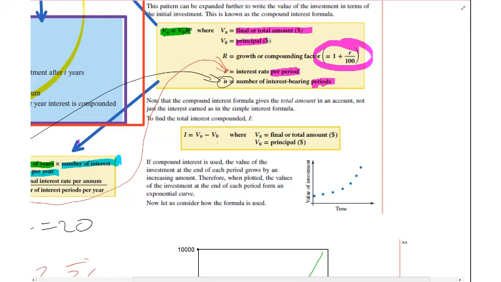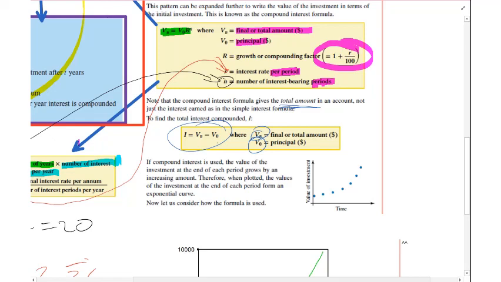What we also need to take into consideration here is that the compound interest formula gives the total amount in an account, not just the interest earned. It's doing both. When I do the compound interest formula, it's giving me the total, so how much I've got at the end. To find how much interest I've earned, this is where this lovely formula comes in. I equals Vn minus V0: my next value minus my previous value. In other words, the final and total amount minus the principal.